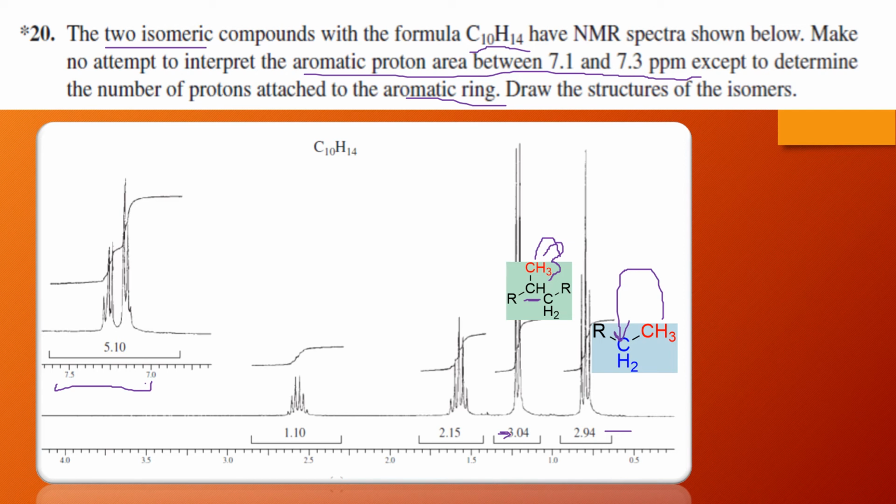Let's move further, and this is I think a quintet, right? And the integral value is 2.15. 2.15 means there must be 2 protons, and it is giving us a quintet, which means that at the neighboring carbon there would be around 4 protons, right?